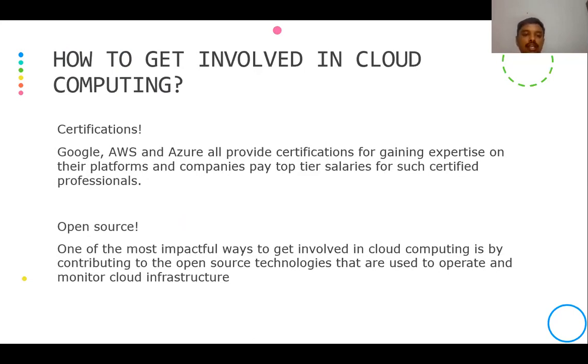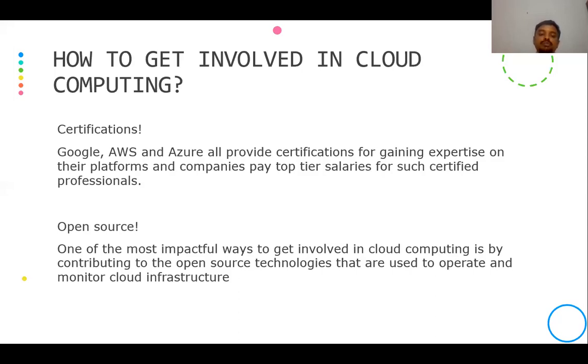Google, AWS, and Azure all provide certifications for gaining expertise on their platforms, and companies pay top tier salaries for certified professionals who know these technologies really well, who can talk the language of cloud, who can understand the processes of the cloud, and who can work hands-on with these components which are changing continuously and will continue to grow in the future.